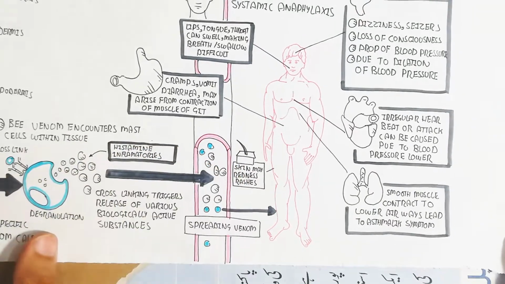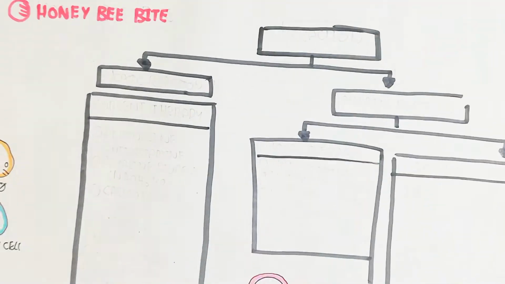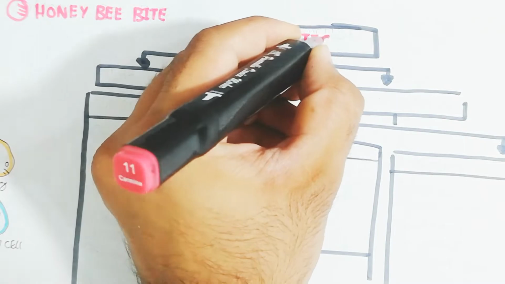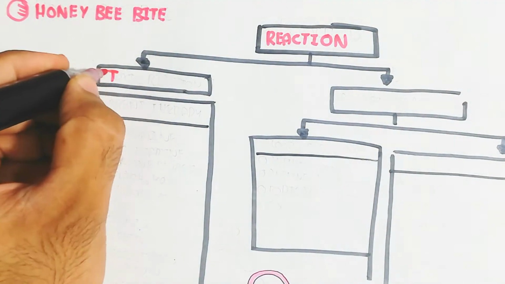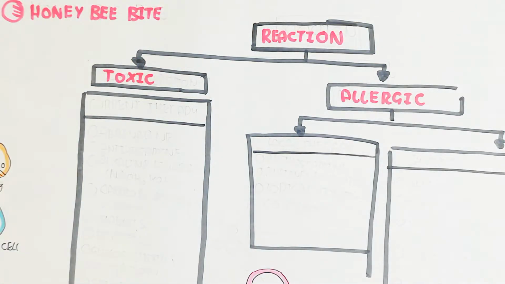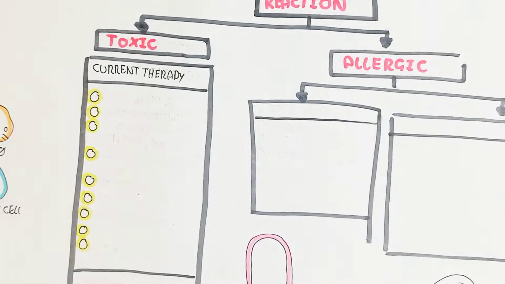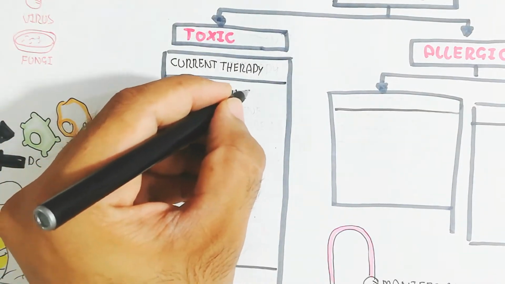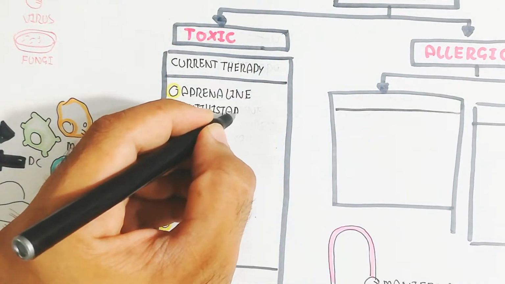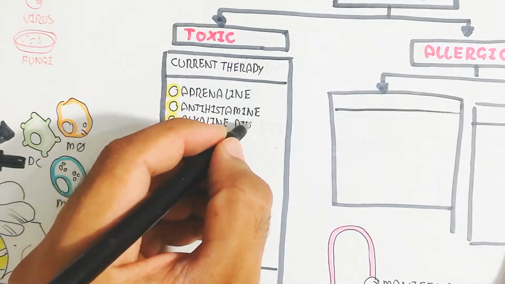Remember one more important thing: more than 5 honeybees biting at the same time can cause a lethal phase, while one honeybee is not so dangerous. This reaction is toxic and allergic. For the toxic reaction, we will discuss the current therapy.